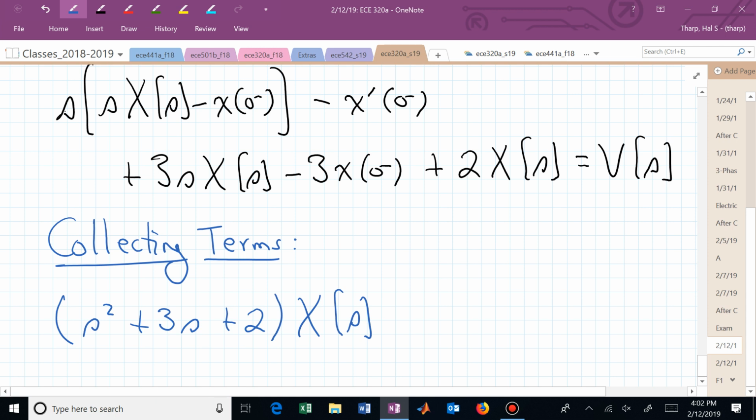We have a couple of terms that contain x at time t equals 0 minus.